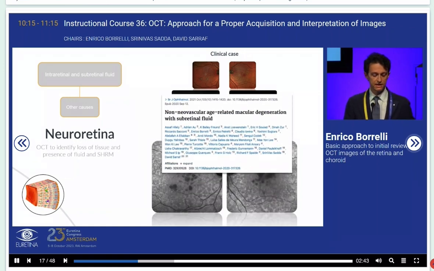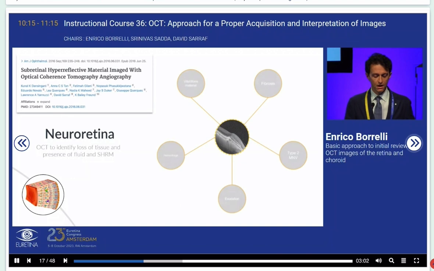So this is a case of non-neovascular AMD with subretinal fluid, which was described by Dr. Saraf and other co-authors. So when you have a case of subretinal fluid, please remember that this may also be a case without new vascularization, so we don't need any treatment in this case.